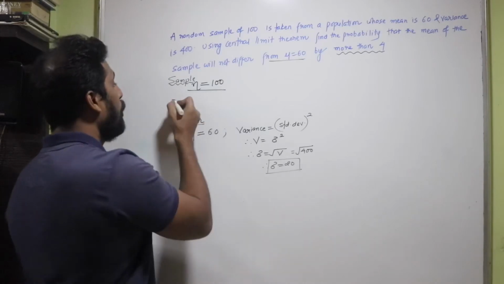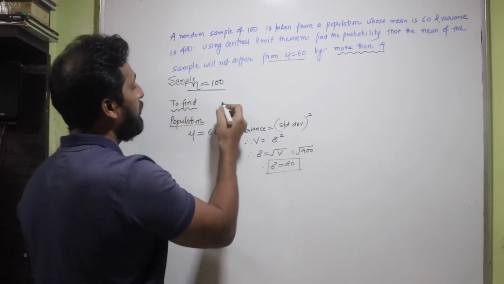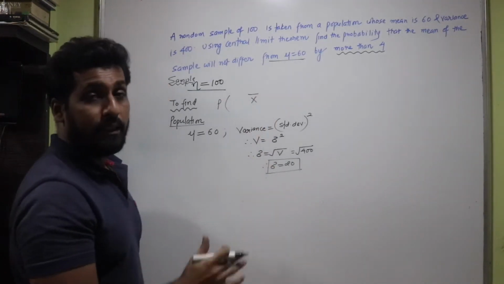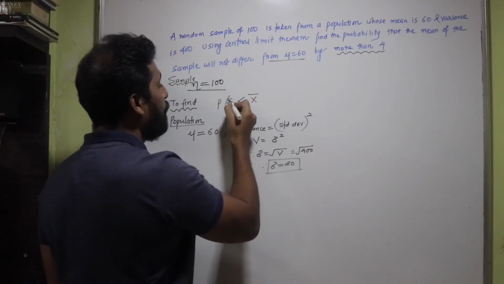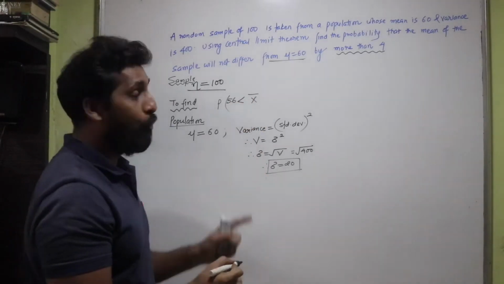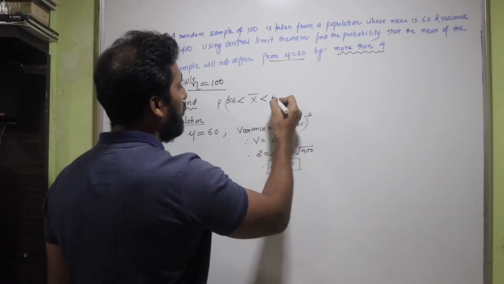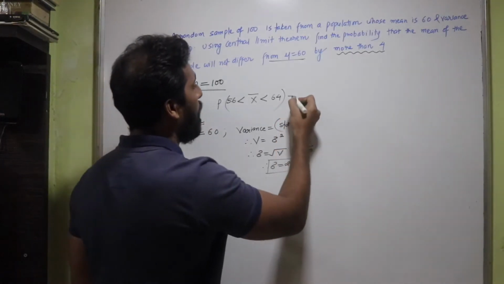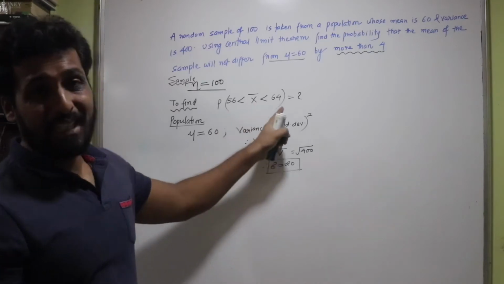That means I need to find the probability of x bar, where the difference should be 4. So it should be either greater than 56, so the difference is still 4, or less than 64. So this is what I want to find the probability of: the probability of x bar lying between 56 and 64.